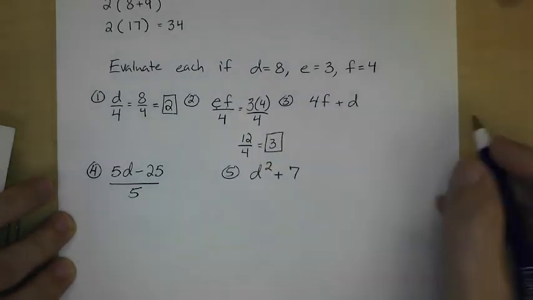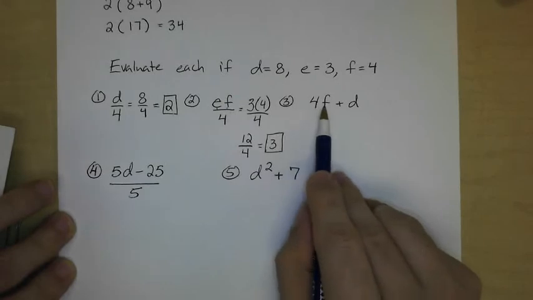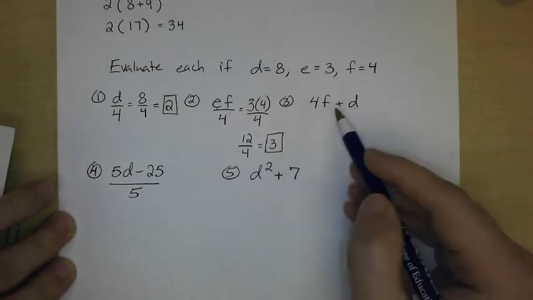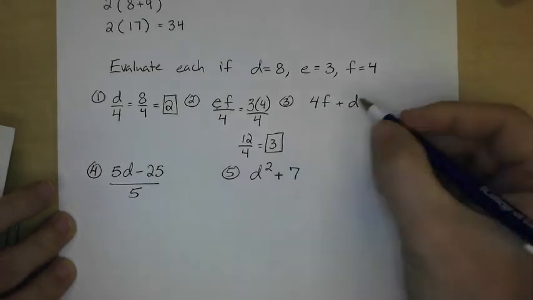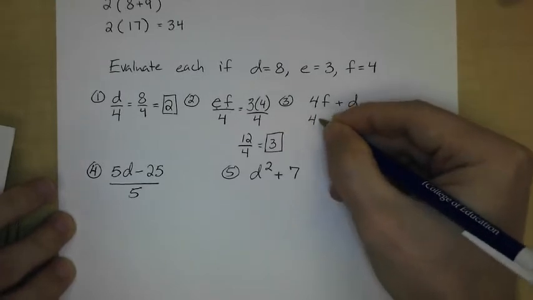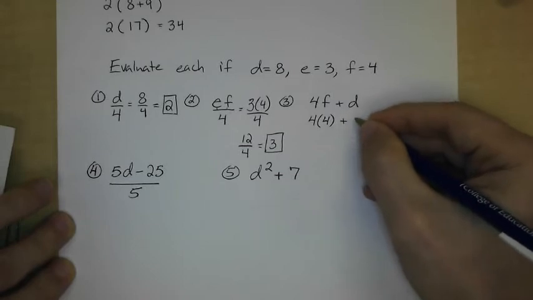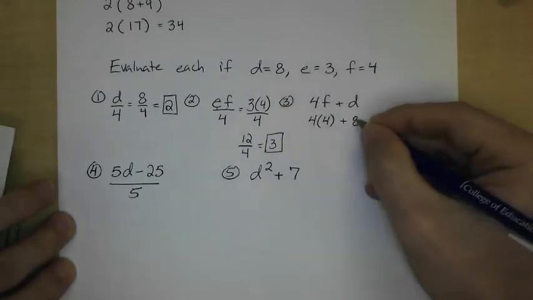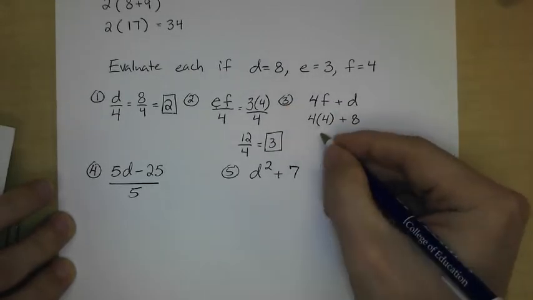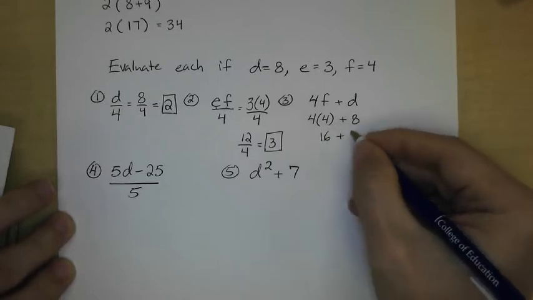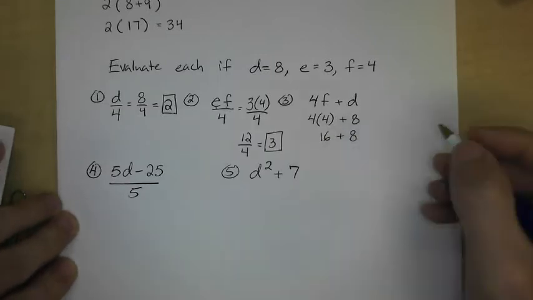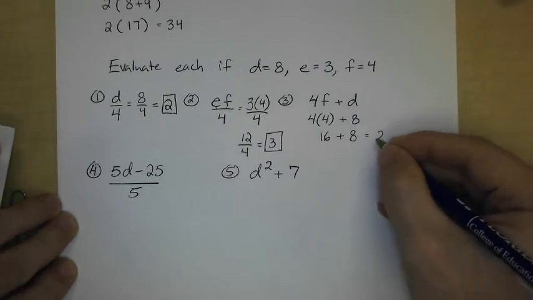There we go. Alright, now this one right here, this is 4 times f plus d. Remember, you're doing your multiplication before addition, so first we're going to rewrite it as 4 times f, and f is 4, plus d, and our d is equal to 8. So 4 times 4 is 16. Now we have 16 plus 8, and 16 plus 8 is going to equal 24.